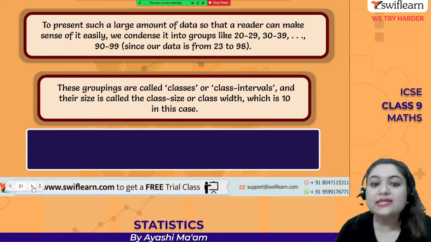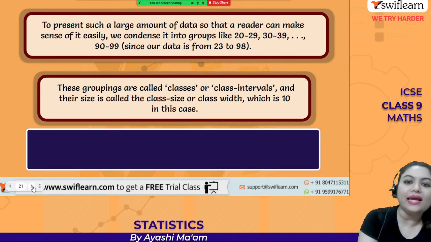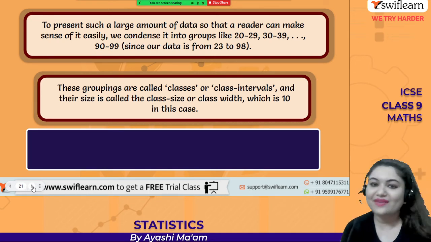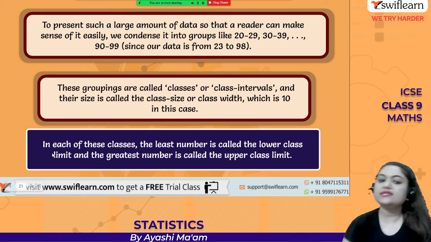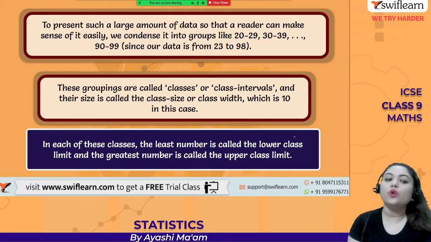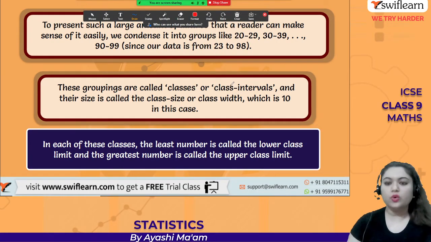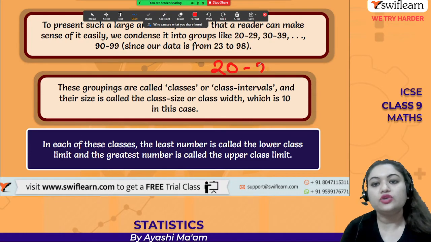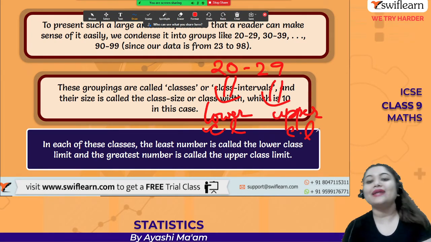These groupings are called classes or class intervals, and their size is called the class size or the class width, which is 10 in this case. So from 20 to 29 the class width is going to be 10, right? So these will be called classes. In each of these classes, the least number is called the lower class limit and the greatest number is called the upper class limit. That means in the class 20 to 29, 20 is the lower class limit and 29 is the upper class limit, right?